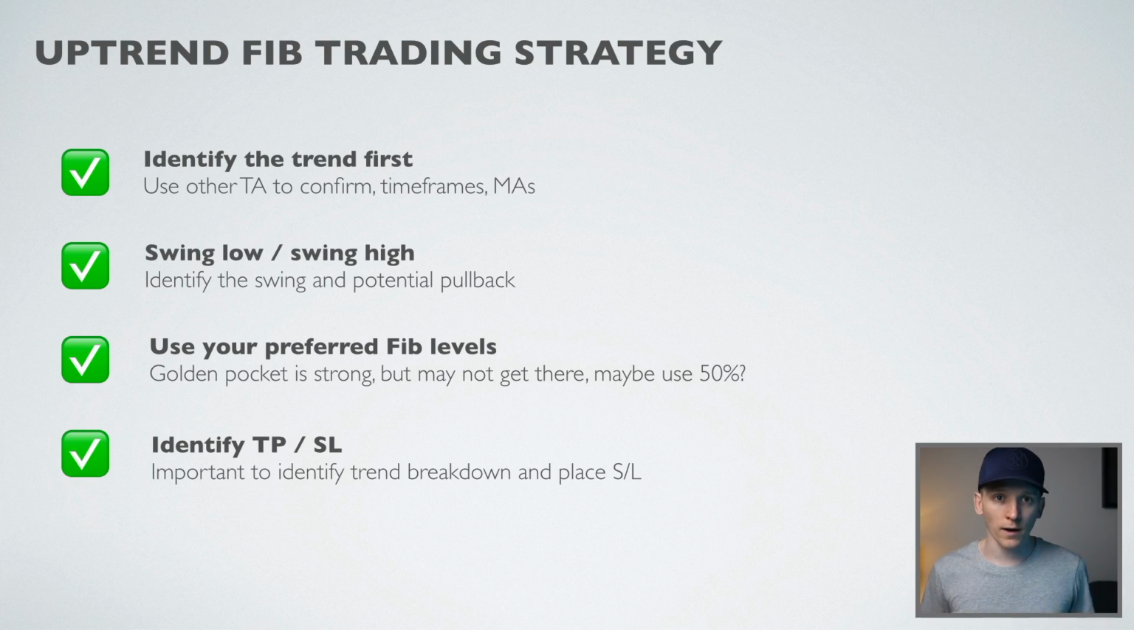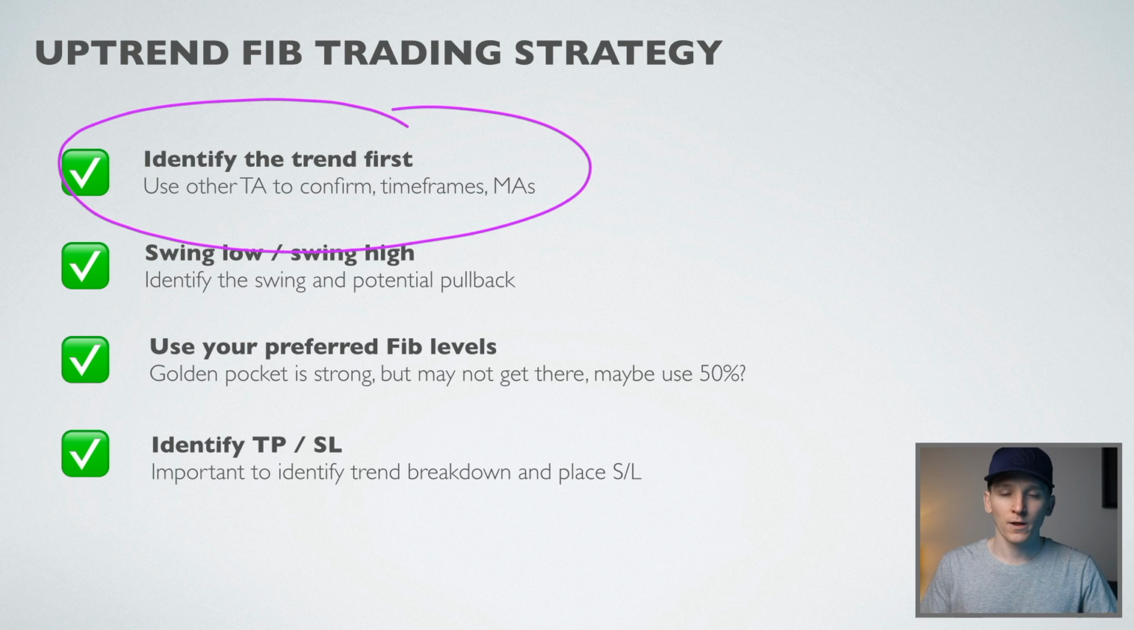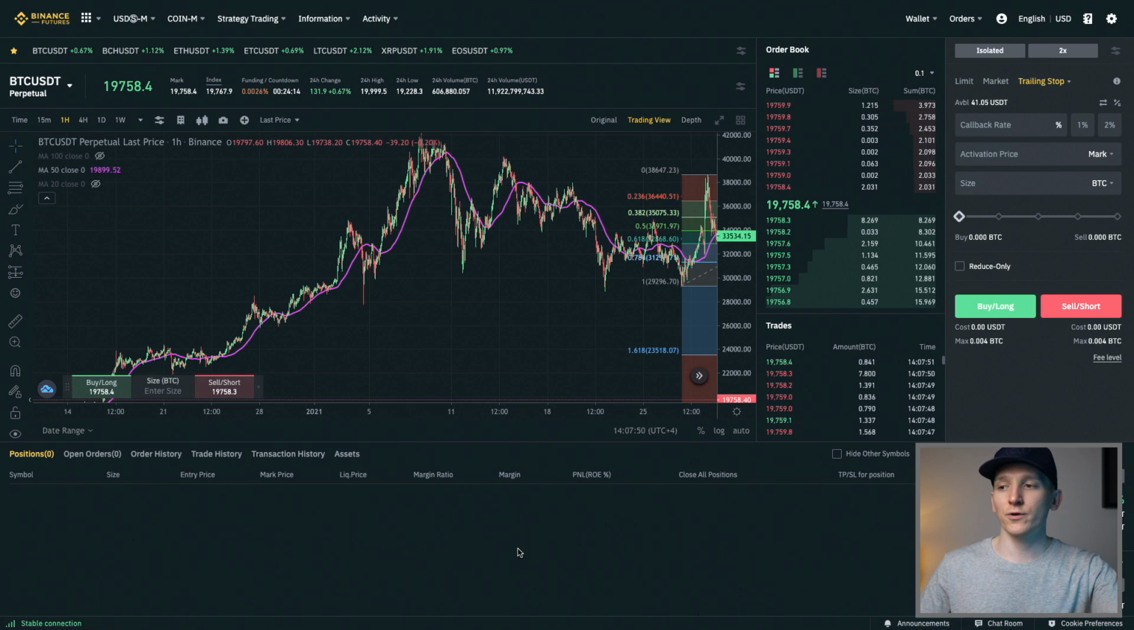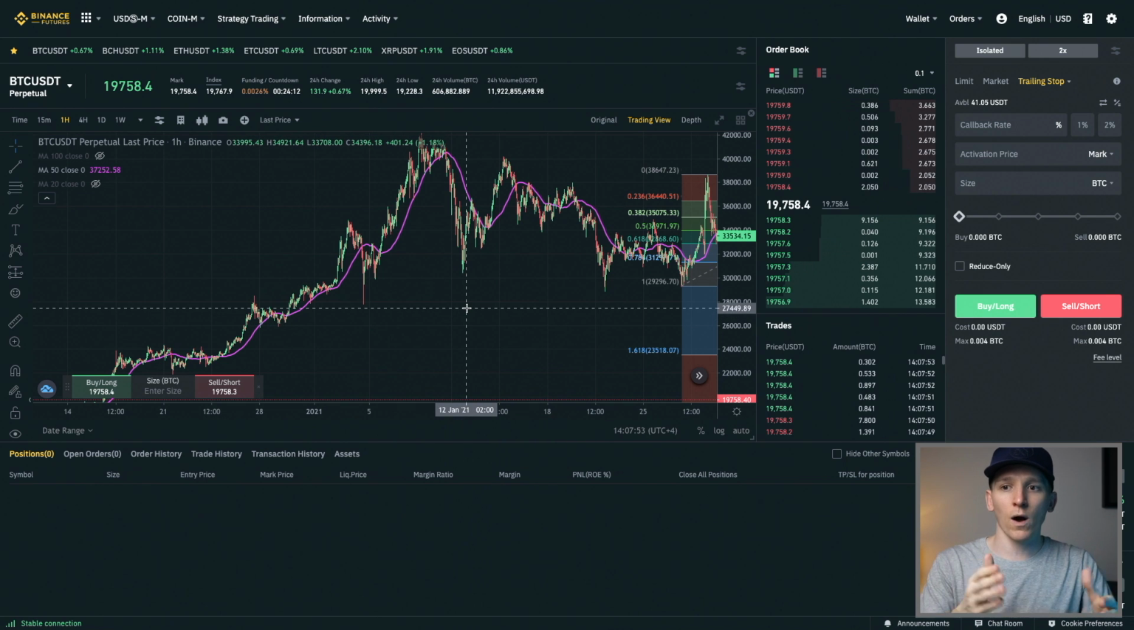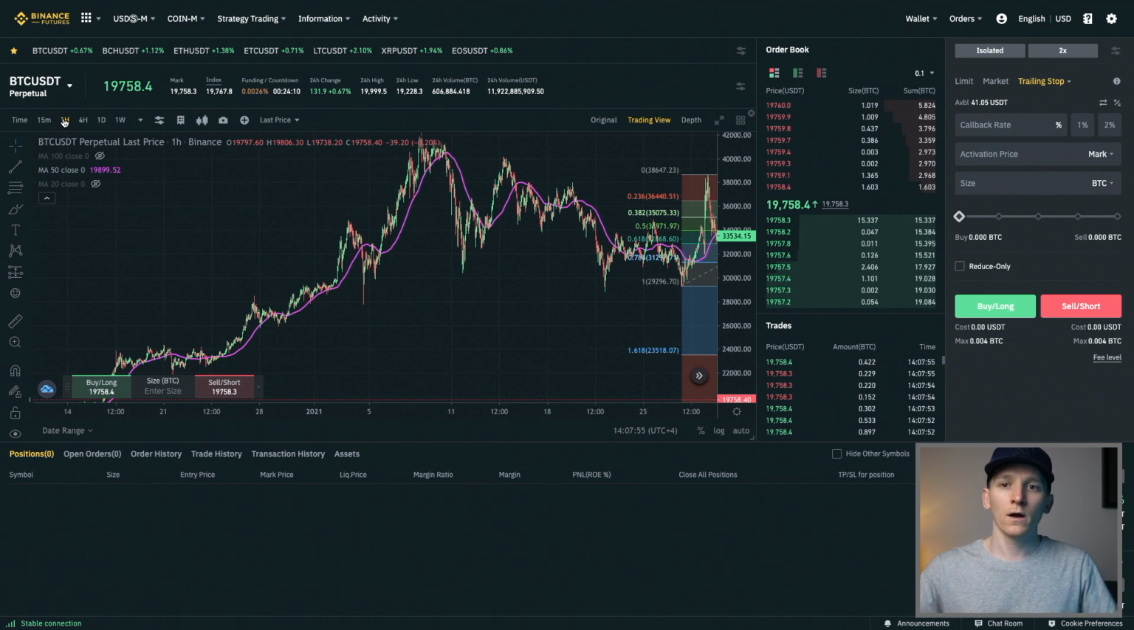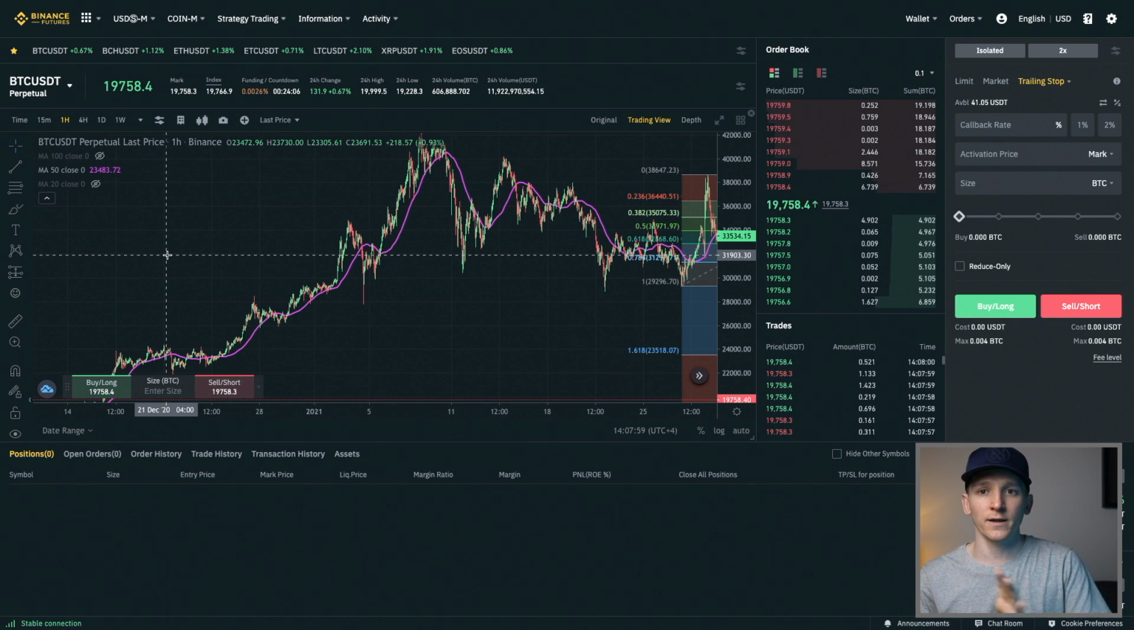The 4 stages of a trade with Fibonacci then is number 1, identifying the trend first, the mega trend, the market trend, the longer term trend that you're on. So if you're trading on the 1 hour, you can see me trading on the 1 hour here, go to the 4 hour, go to the 1 day and see where the trend of the trade is.